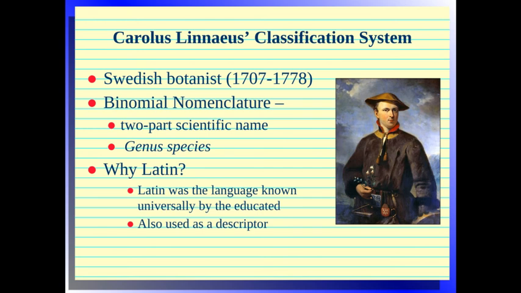On the old information, we have Linnaeus' classification system. He created the binomial nomenclature, the two-name naming system. It's a two-part scientific name of the genus and the species. You'll notice that the genus and species are both italicized. The genus is capitalized. The species is lowercase. It will always be that way.